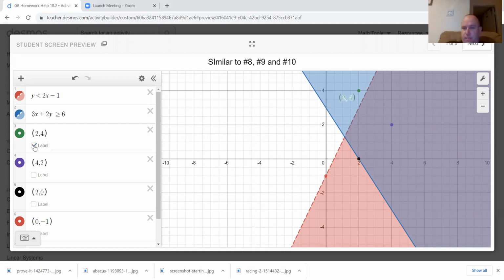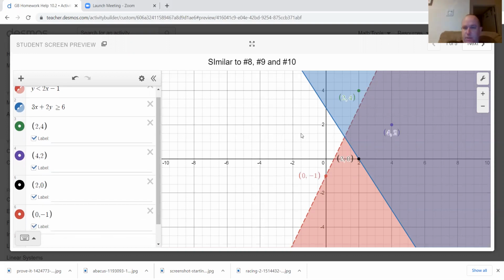Now I've labeled the points as well. Sorry, I put in the coordinates; let me label them so you can see them. The first one, (2, 4): although it's in the shaded part, it's not in the correct shaded part. So (2, 4) would not be a solution. Whereas the point (4, 2), you can clearly see is definitely within this region. So you would count that one as a yes.